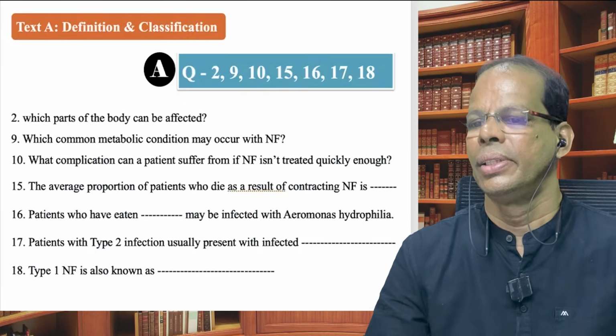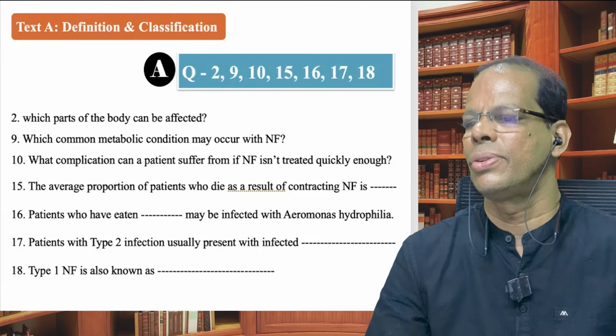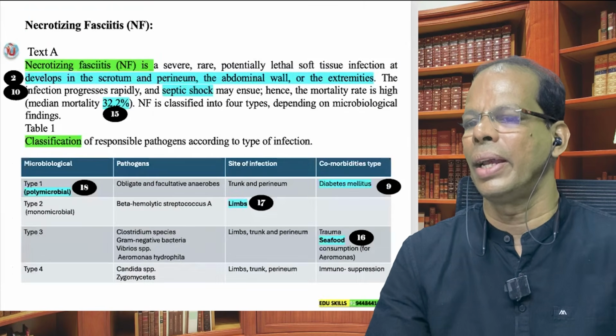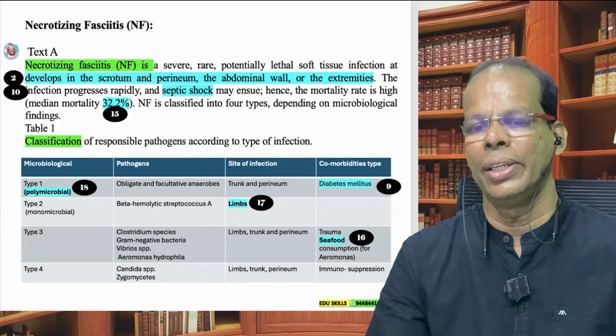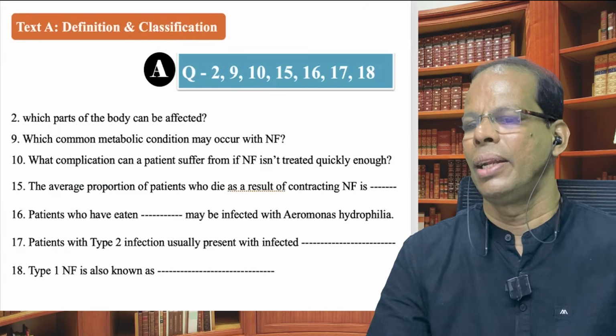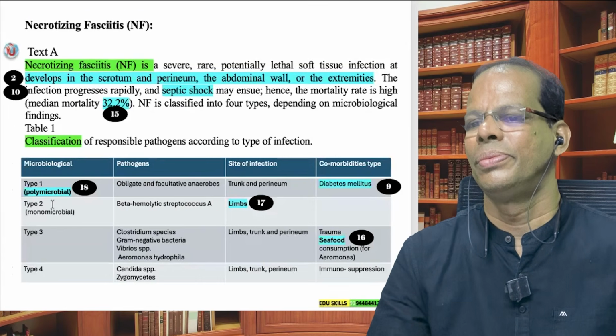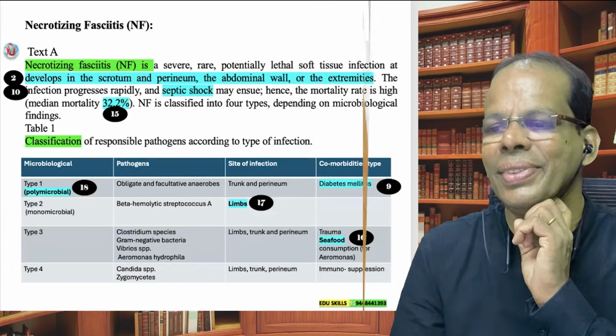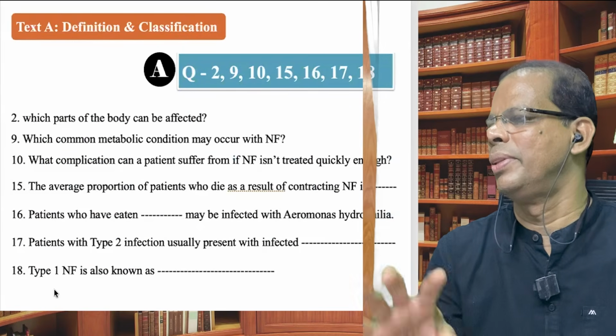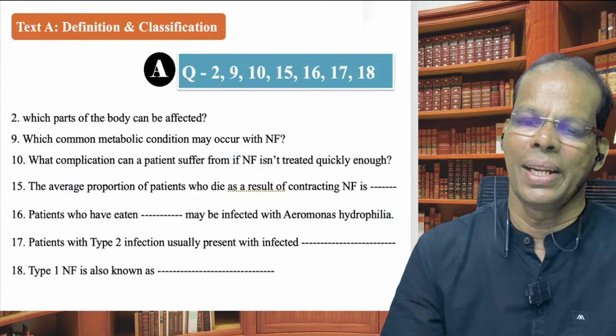Okay. Then 17: patients with type 2 infection usually present with infected dash. So immediately you have to go to type 2, right? Yes, sir. Type 2, limbs. Parts of infected limbs, parts of the body. Then the last one: type 1 NF is also known as, so immediately you have to go to type 1. Type 1, polymicrobial. Yes, it's given in the bracket. Bracket means also known as. This means this, right? So that is it.